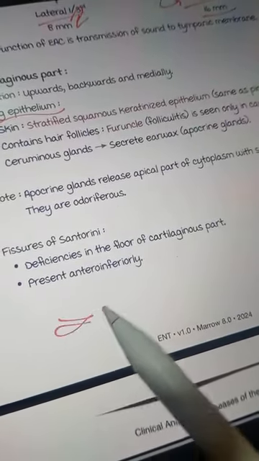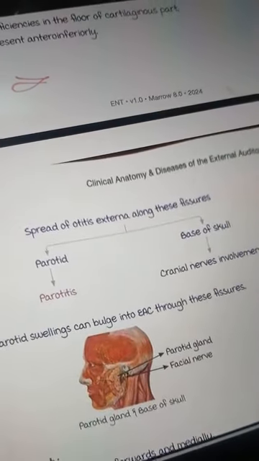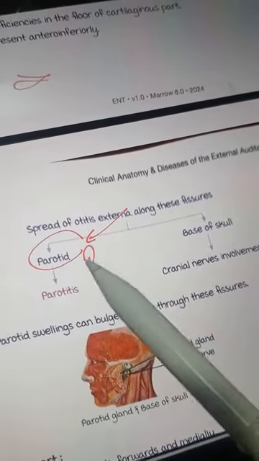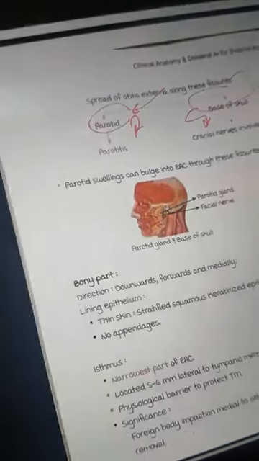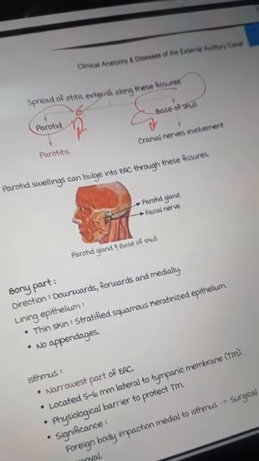Then what are the fissures of Santorini? In the floor of the cartilaginous part there are deficiencies. Those deficiencies are present anteroinferiorly, and are known as the fissures of Santorini. Through these, infection can spread to the parotid to cause parotitis, and to the base of skull to cause cranial nerve involvement. Parotid swellings can also bulge into the external auditory canal through these fissures.